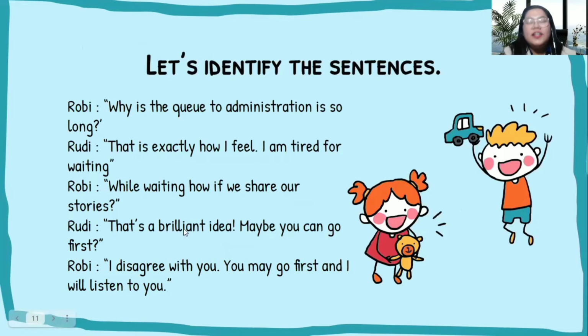And then let's identify the last example here. Robbie: "Why is the queue to administration so long?" Rudy: "That is exactly what I feel. I'm tired of waiting." And then Robbie asked, "While waiting, how about we share our stories?" "That's a brilliant idea. Maybe you can go first?" "I disagree with you. You may go first and I will listen to you." Now, from this conversation, can you identify how many expressions are there?